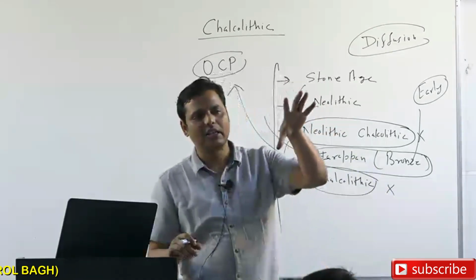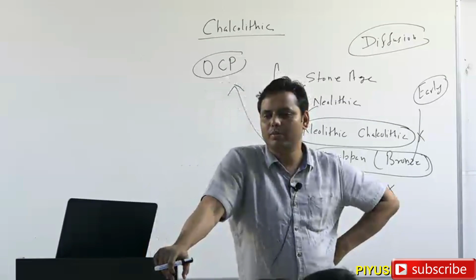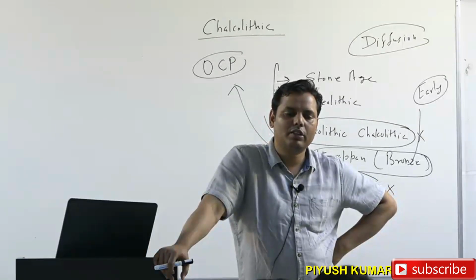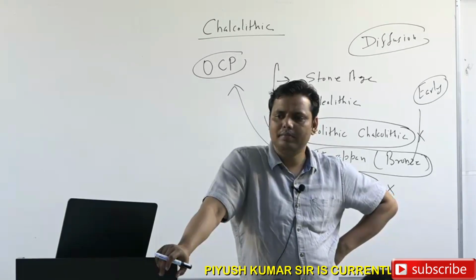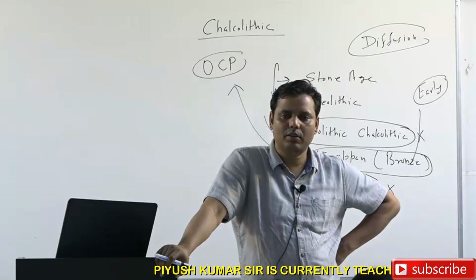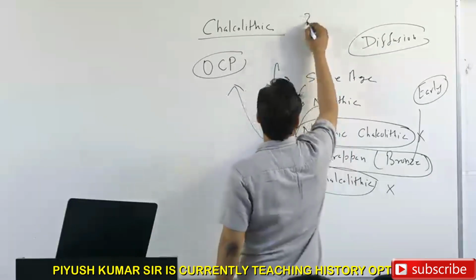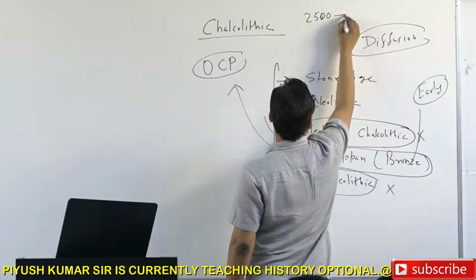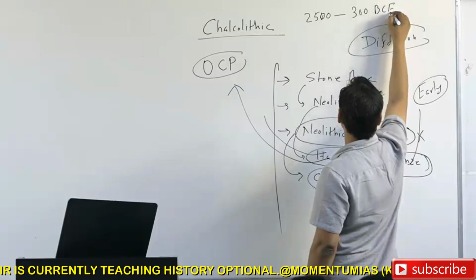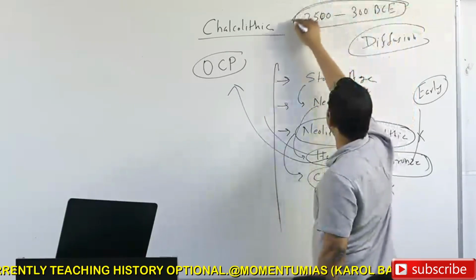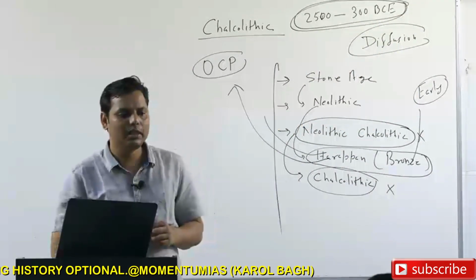But at the same time, there is another thing which is again marking a problem. Whenever you are talking about the time frame of the Chalcolithics, what time frame can we fix for the Chalcolithic period? Specifically, I am talking about Western India now, right? Have you got any idea? 3000 is a bit too much, that is too early. 2500 to 300 BC, right? That is the time frame which has been fixed for the Chalcolithic cultures that could be seen in the western part of India.